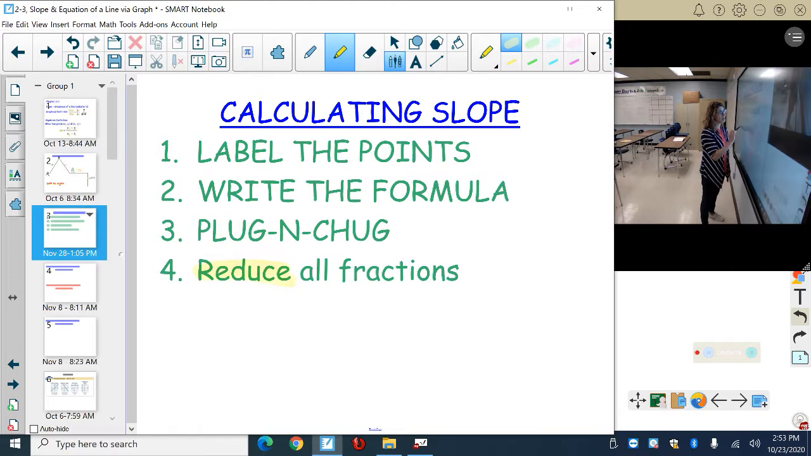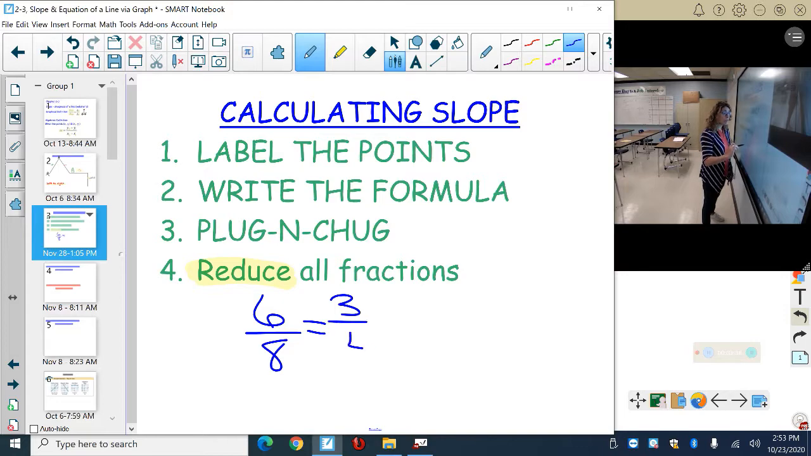Please, please, please reduce all fractions. No one has a 6/8 cup in their house. No one does. But if you divide them both by 2, you do have a 3/4 cup in your house. So make sure you reduce all fractions. Also, a double negative creates a positive, so do not give me a negative over a negative. I will count it wrong.